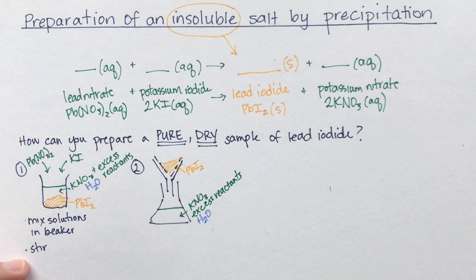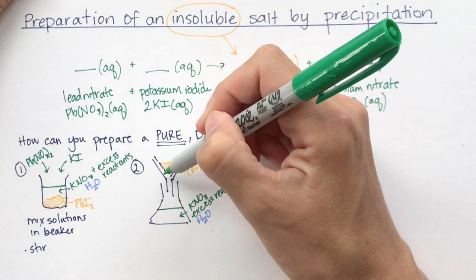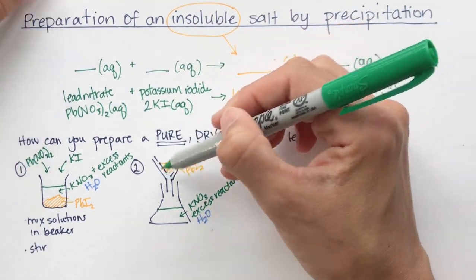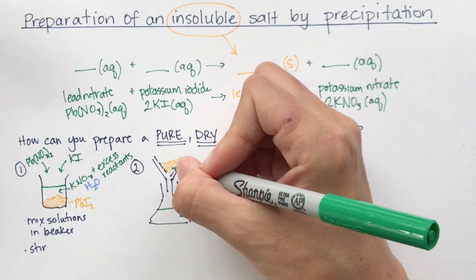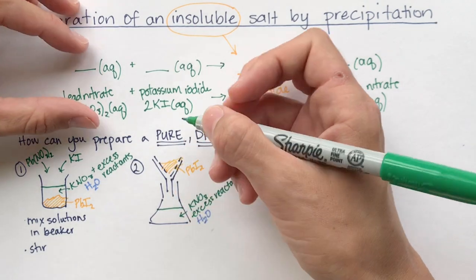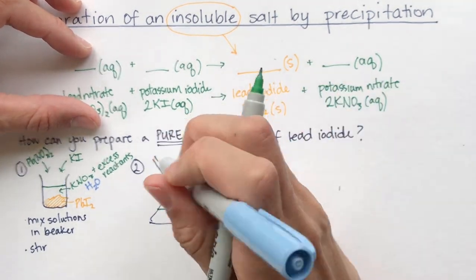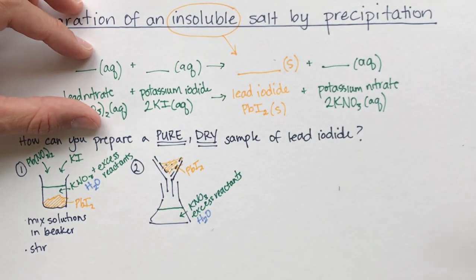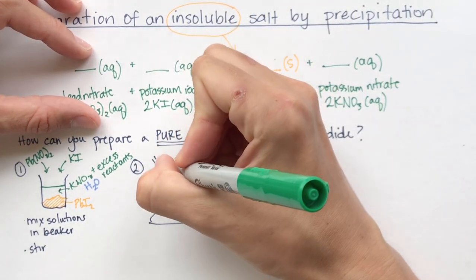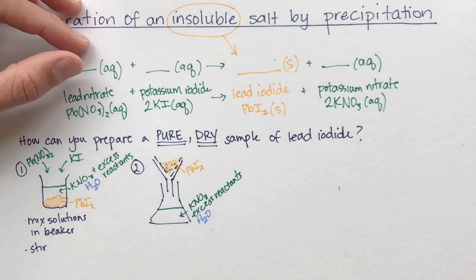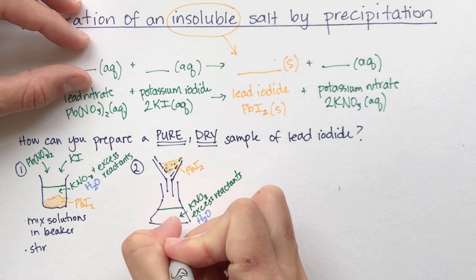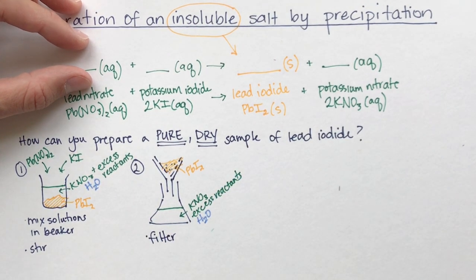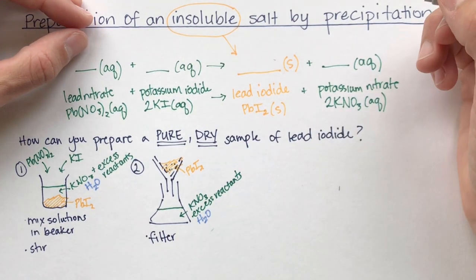Okay, but it's not quite that simple, unfortunately. This is still not dry and still not pure because all of this solution is still going to be stuck on here. If you think about when you filter, that's going to be a damp solid, and it's going to be damp with not only drops of water, but also little bits of the KNO3 and excess reactants that are dissolved in the water. So it's separated, but it's not pure. All right. So we filter to separate it. And we need other steps to purify.